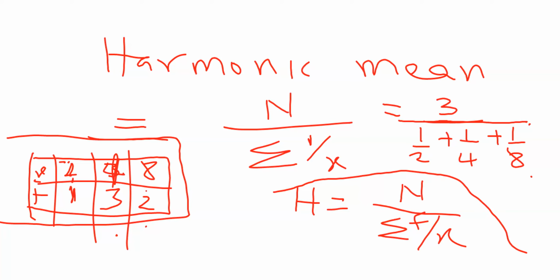Yes. 0.875. I mean the denominator. Is it possible? 1 over 2 plus 1 over 4 plus 1 over 8 will give you 0.875? Yeah, 0.875. Good.